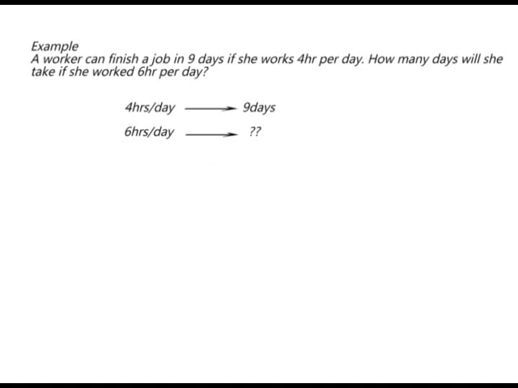If she increases the rate of work, then surely she will take less time. And so we need to reduce the other quantity. Between 4 and 6, the reducing fraction is 4 over 6. And we multiply that by 9 and we get 6 days.